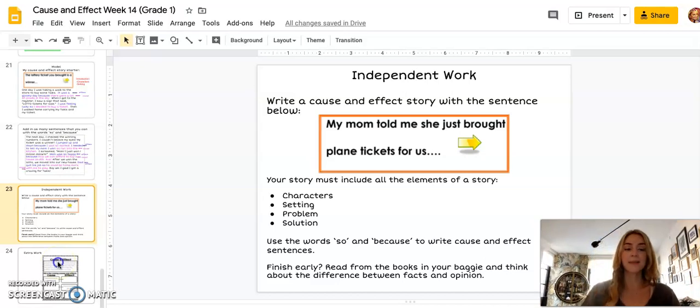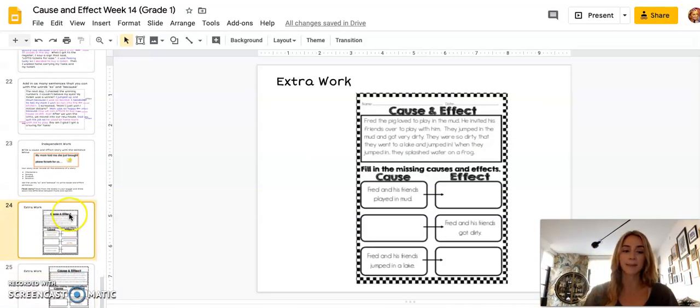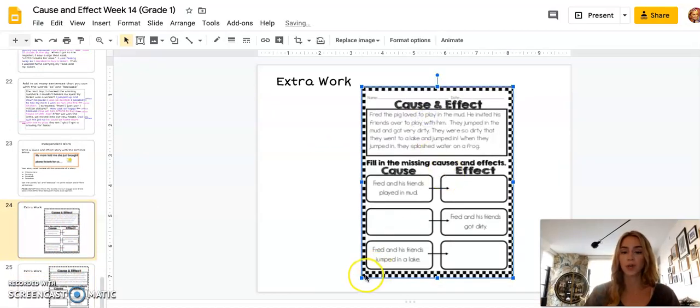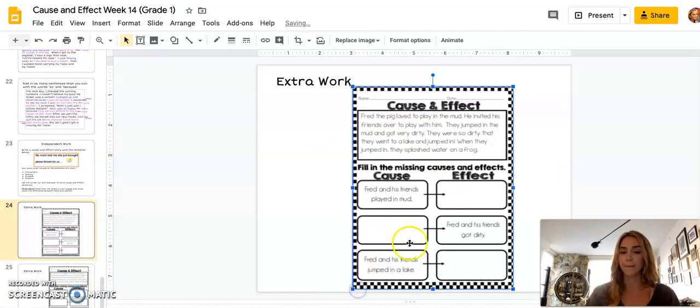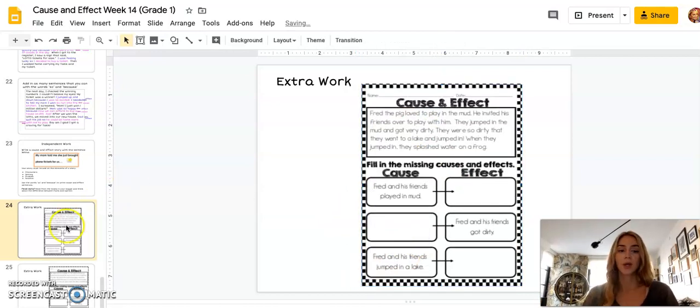I have some extra work on the slides, just two worksheets, that if you have time and you want to go over cause and effect, you can practice. And don't forget to read for 30 minutes today. It doesn't have to be all together. You can do 10 minutes in the morning, 10 minutes in the afternoon, and then maybe 10 minutes after dinner.